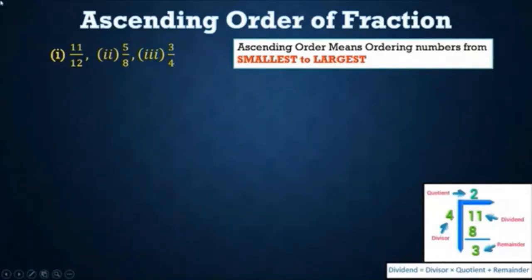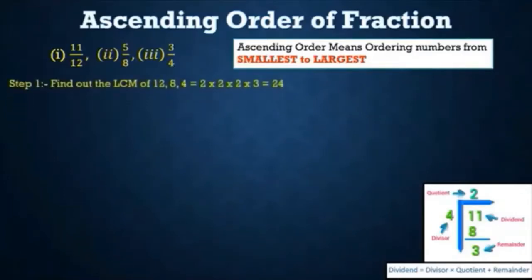So now let us check if this theory is actually true. Dividend is equal to divisor into quotient plus remainder. So what is 4 into 2? Yes, it is 8. And now we have to add 8 with the remainder, and 3 is the remainder. So it is equal to 8 plus 3, which is equal to 11. And the dividend is 11.